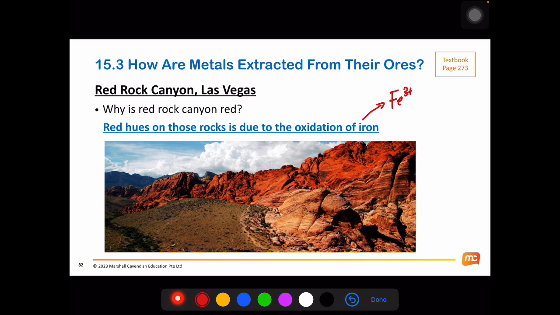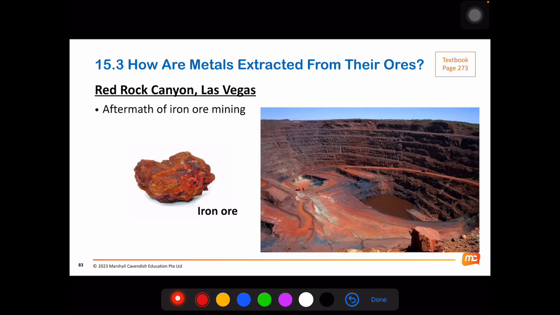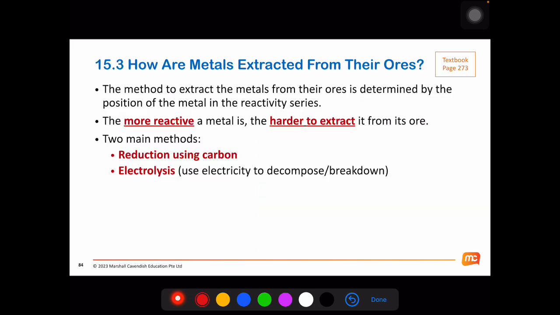But how do we get the iron out? What's the method to choose? It goes back to the idea of the reactivity series again. The more reactive a metal is, the harder it is to extract it from the ore. This is similar to what we've been talking about throughout this chapter: the more reactive a metal is, the more stable its compound is, and the harder it is to react the whole thing.